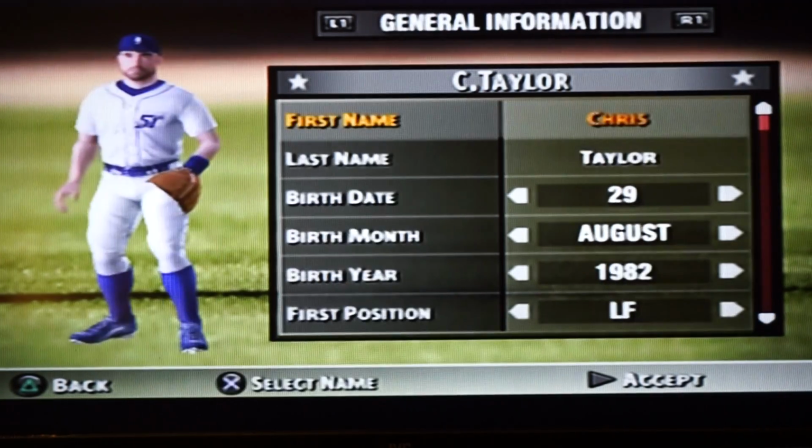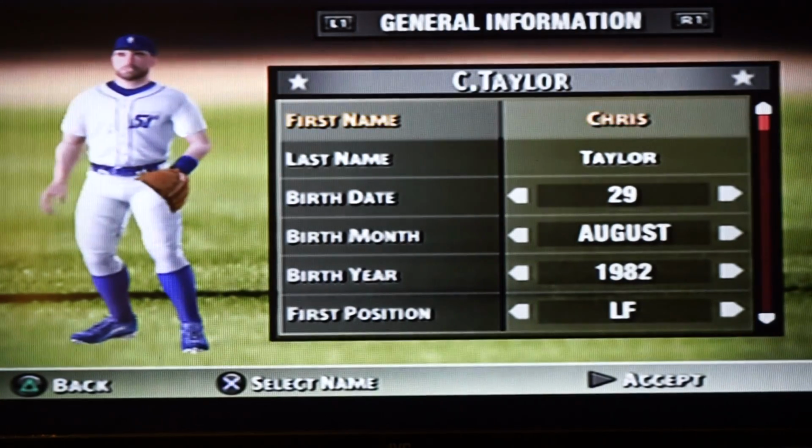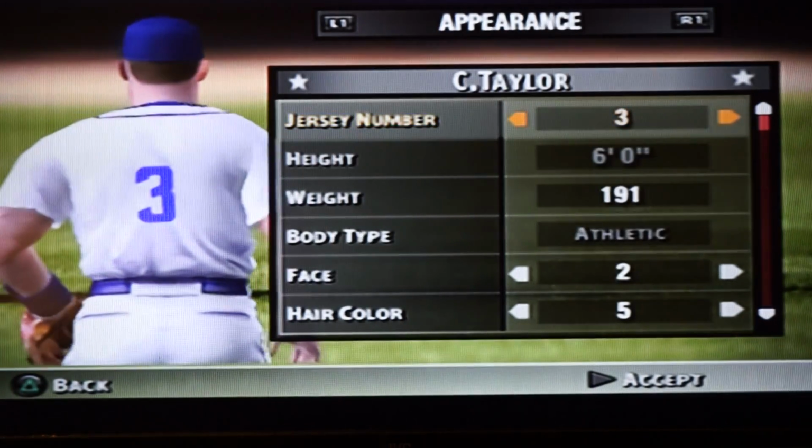And that's Chris Taylor, everybody. .313 hitter right now. We'll see if he can keep it up with the Dodgers.